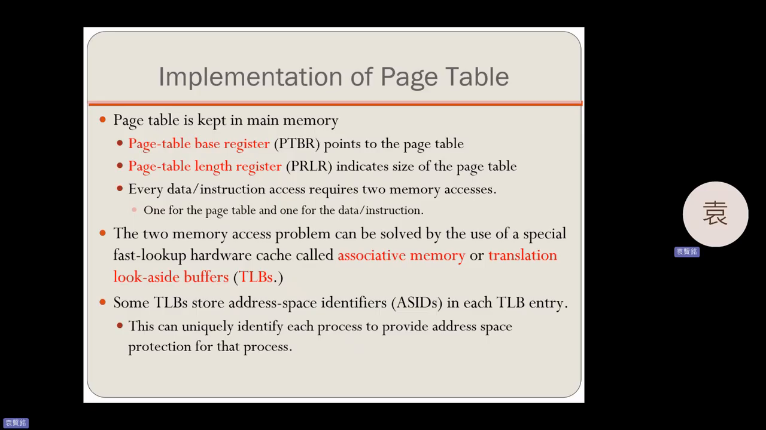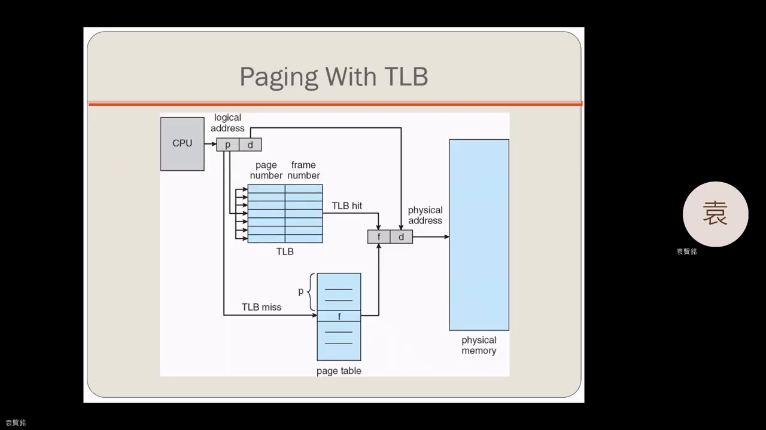Some TLBs store an address space identifier in each entry also. And this TLB cache can be stored in the MMU. The paging mechanism, paging with TLB.